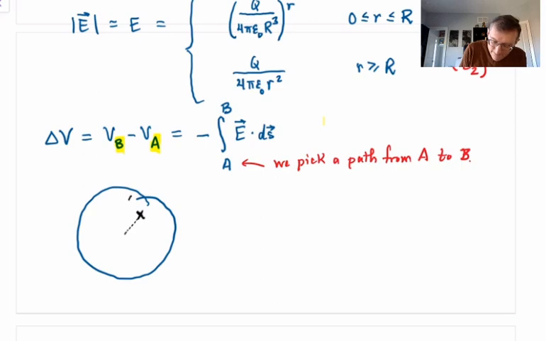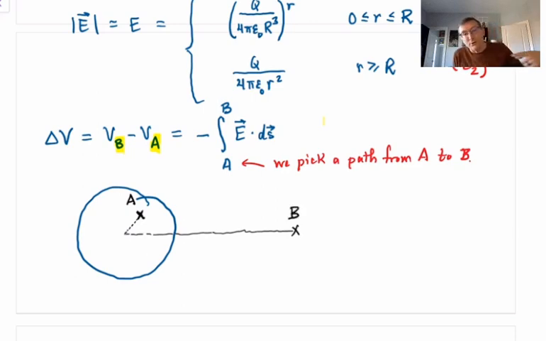There's the point A at the 45-degree line, halfway out to the surface. And roughly, there's the point B, due right from the center at a distance 3r. Here comes the path. We're going to start at A and end at B. Now remember, the electric field vector at any point points radially away from the center.